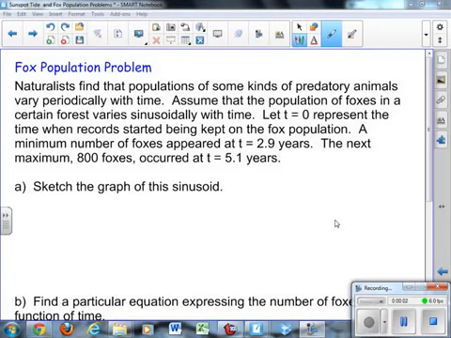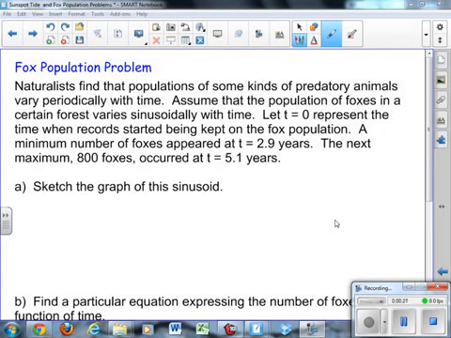Sometimes when you're given an application, you're not given a whole set of data, you're only given a few key points. Here's a situation where we have a fox population in a contained area in a forest, and often in a predator-prey relationship, the populations vary sinusoidally.